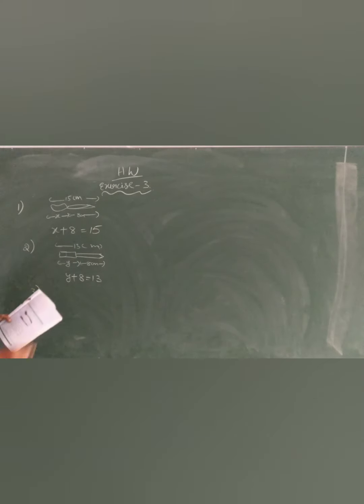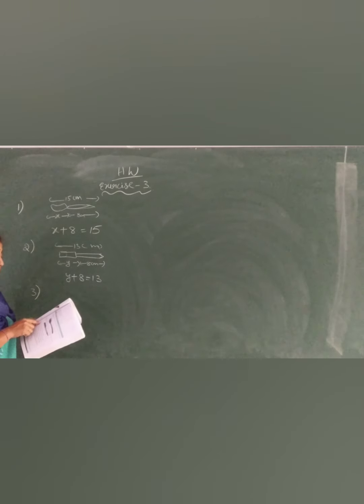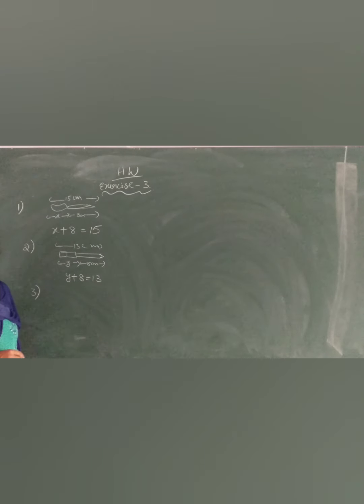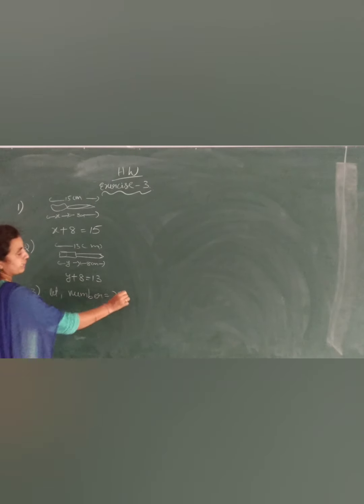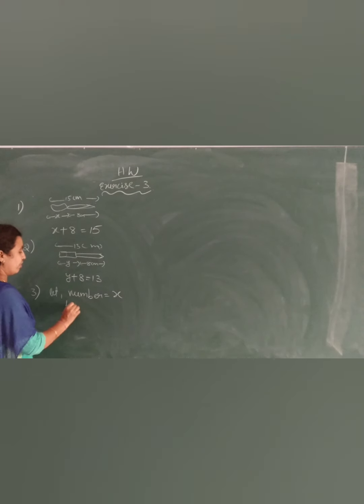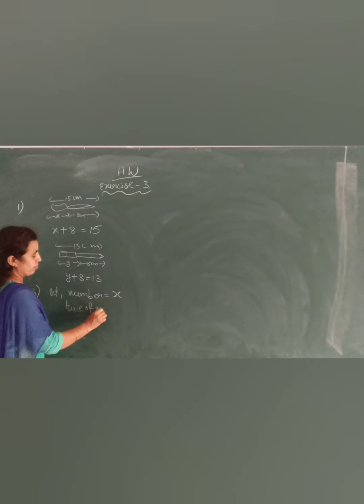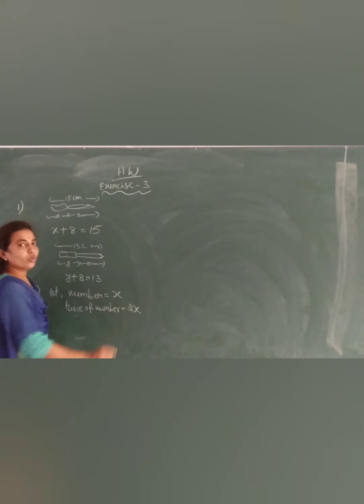Next, third one. If we add 7 to twice a number, we get 49. Find the number. What is given? Do we know the number? First, we don't know the number. Let the number be x. Twice of number means 2 times, that is nothing but 2x.